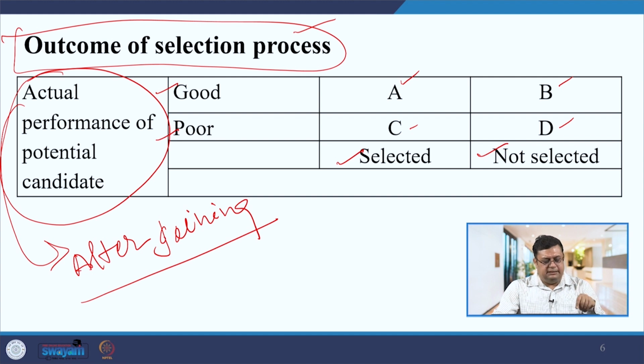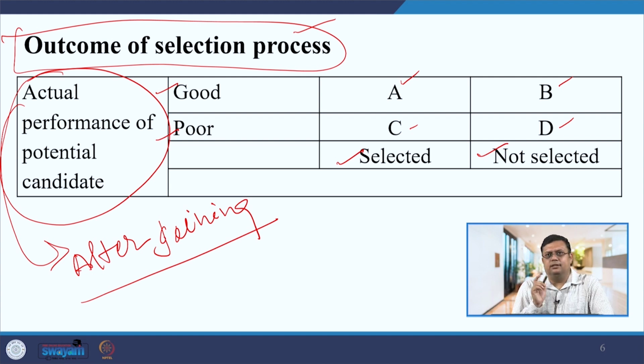So now we will check after joining whether that person is able to convert his potential into performance or not. Based on that only we will be able to tell what the outcome of our selection process was. In some organizations you will see performance appraisal takes place within 6 months, half yearly, quarterly, and annually also.